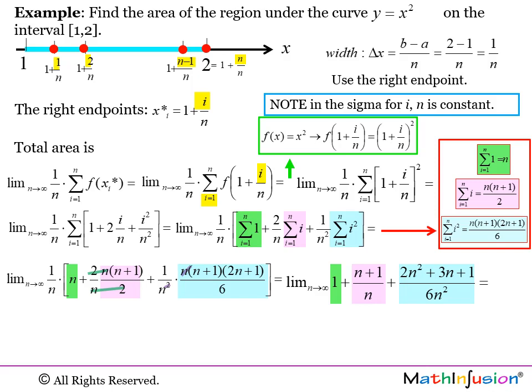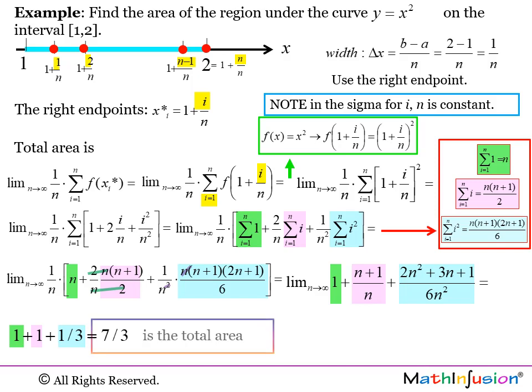Now I need to take the limits. For the first one, the limit as n approaches infinity of 1 is 1. The limit of (n plus 1) over n, when n approaches infinity, is 1. And the last limit is 2 over 6, which is 1 over 3. And I get 7 over 3.